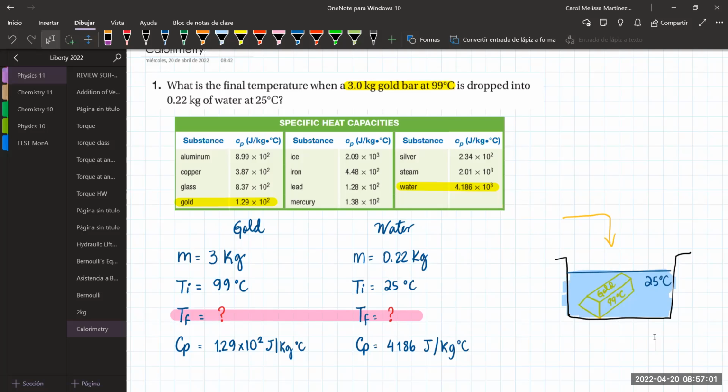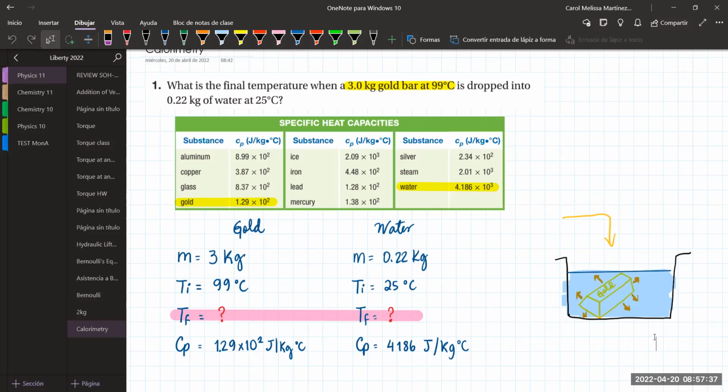Okay, so what is going to happen? Initially, the two objects had different temperatures, okay? But in the end, this gold is going to release heat to the surrounding water, which is going to make the water warmer, okay? Therefore, we are not going to have 25 degrees anymore. We're going to have a final temperature for both objects that is going to be the same.